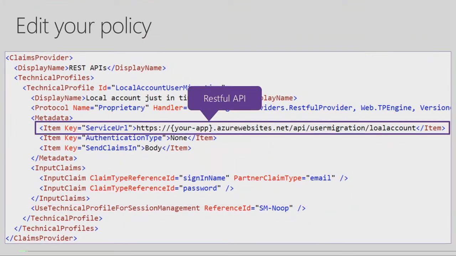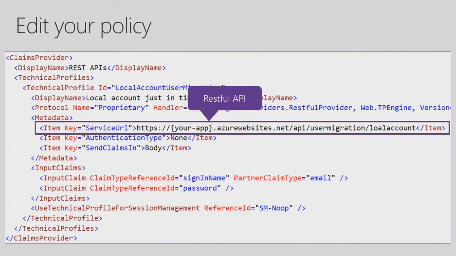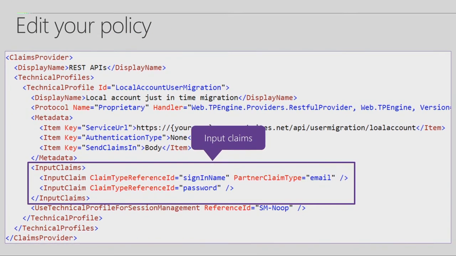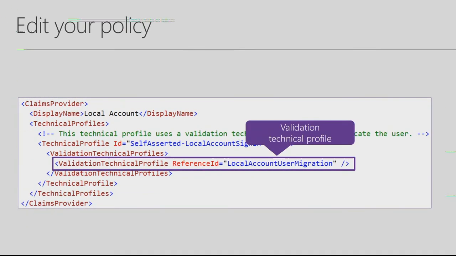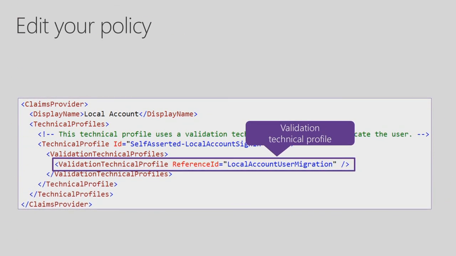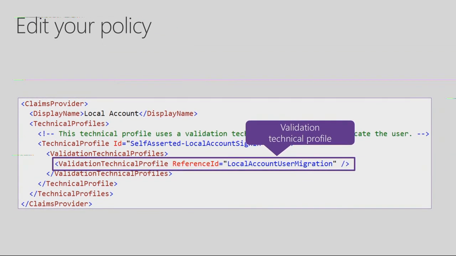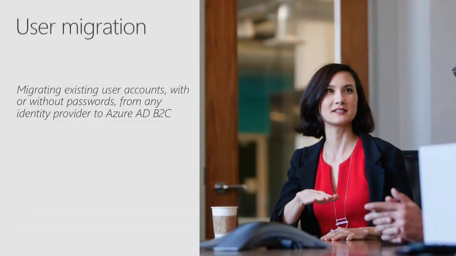Regarding the policy, this is a technical profile. You can see it on the technical profile. It calls the REST API, sending the sign-in name in a claim named email, and the password, to the REST API. On the login process, B2C calls the technical profile, local account, user migration, and validates the user. I will not show the code.